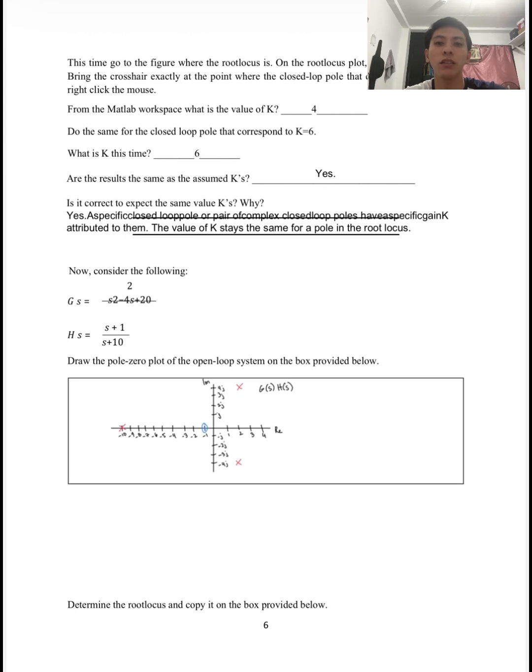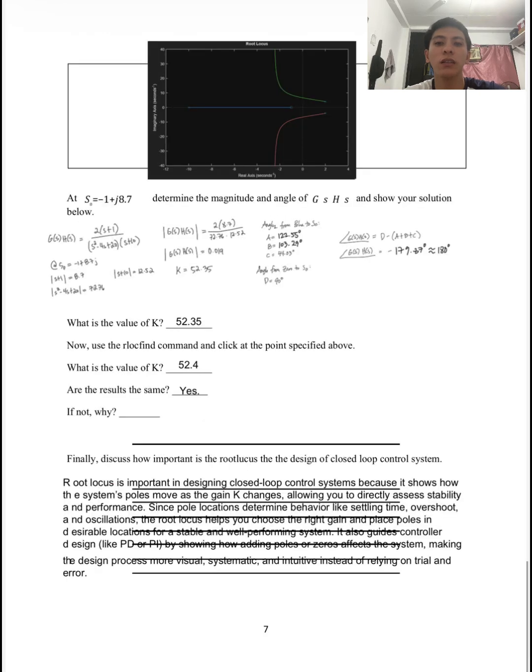Finally, another transfer function was analyzed using root locus and the rlocfind command in MATLAB. The report confirmed that each closed loop pole corresponds to a specific gain K value. The conclusion emphasizes the importance of root locus in designing closed loop control systems because it allows engineers to predict stability, overshoot, settling time, and overall performance before implementing the system physically.